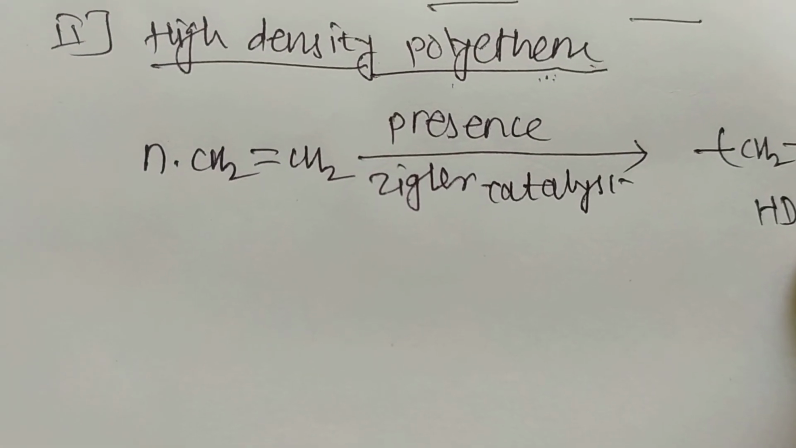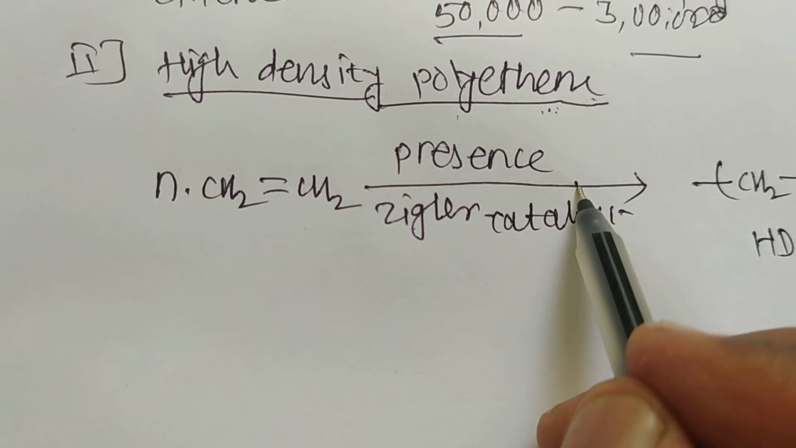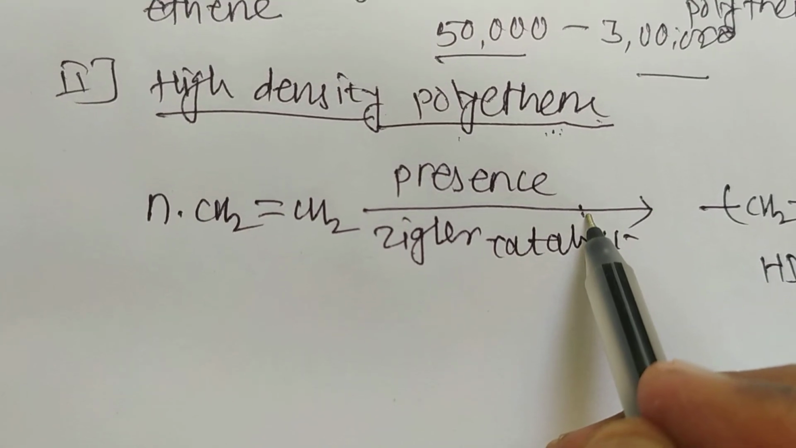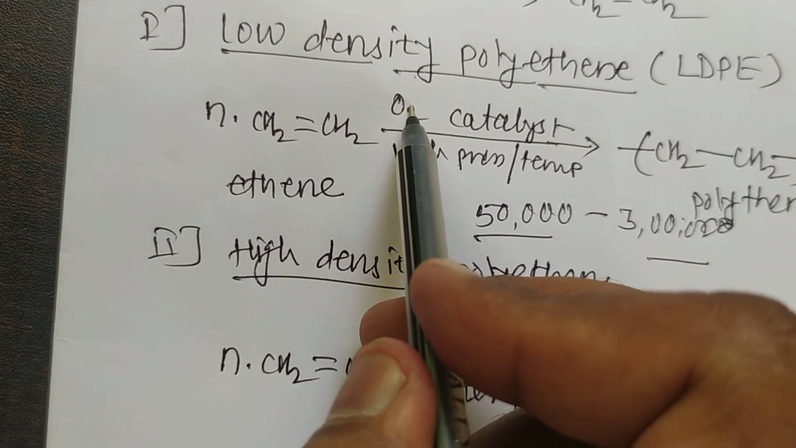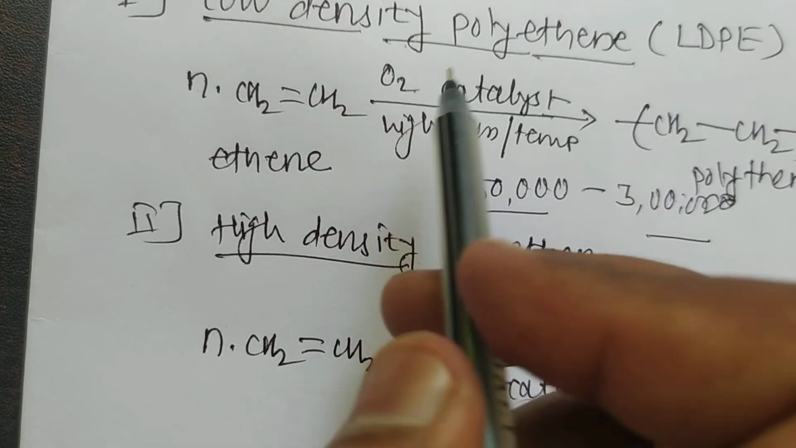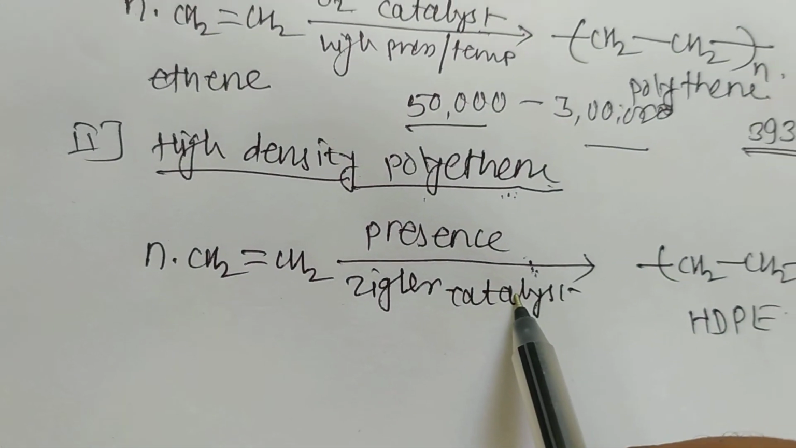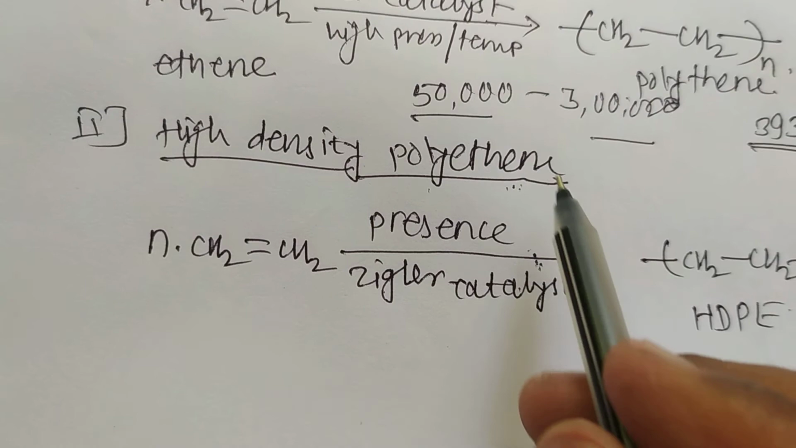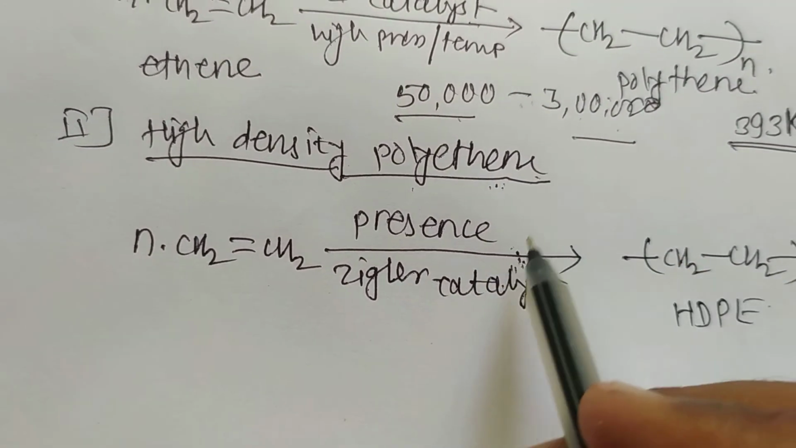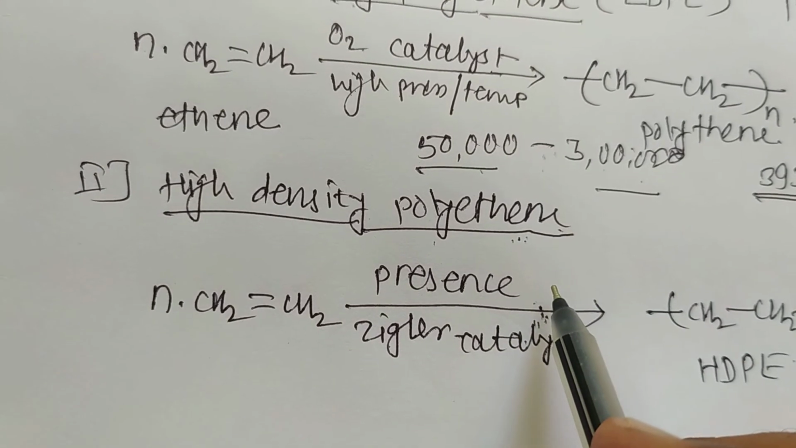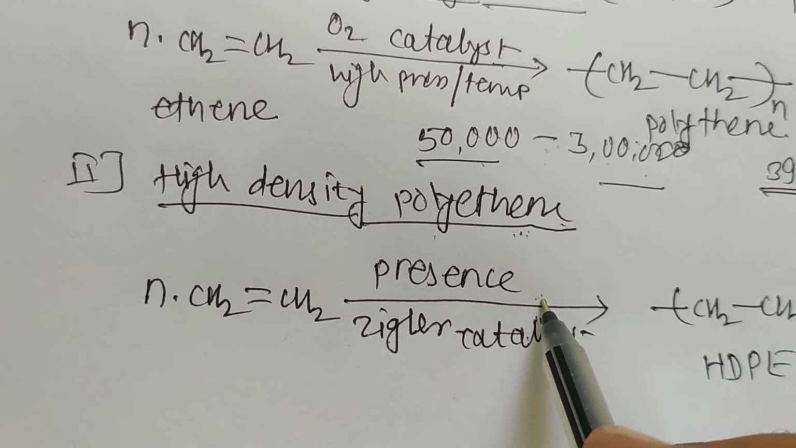Here high density polyethylene is a linear polymer and low density polyethylene is a branched polymer, and its molecular weight ranges between 50,000 to 3 lakh, means the molecular weight of both high density as well as low density polymer is the same.